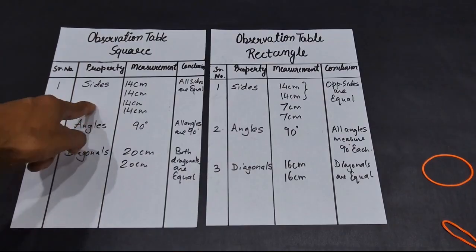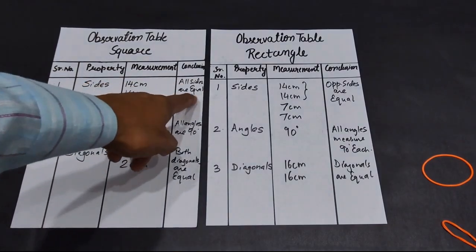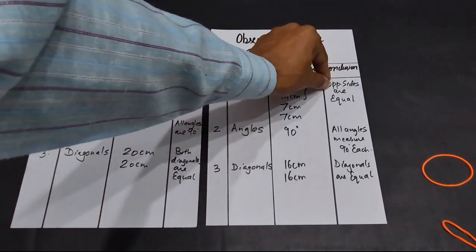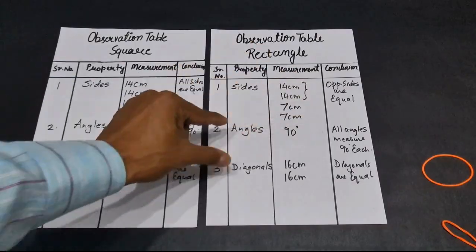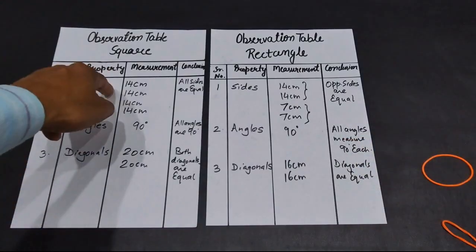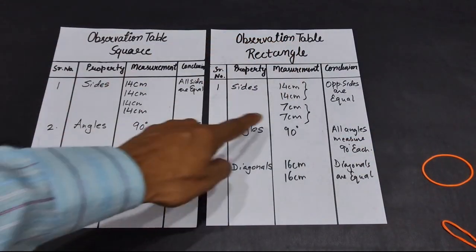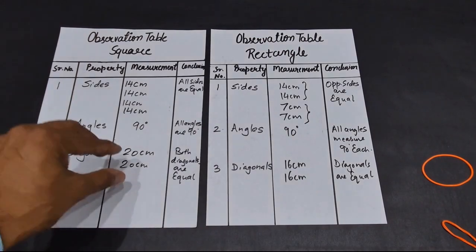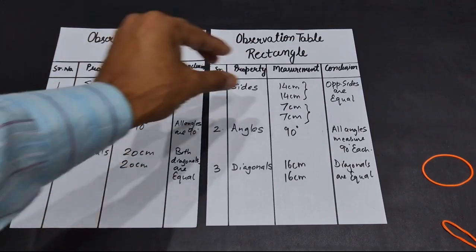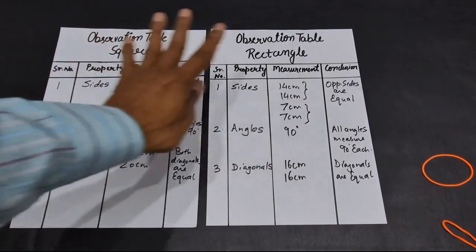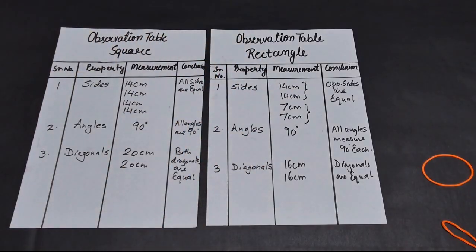So when you see all the properties of the square and the rectangle, you will observe that the sides of a square are all equal, but in case of a rectangle, only the sides which are opposite to each other are of equal length. The angles are exactly the same in case of a square and rectangle. Every angle is 90° each, and in case of diagonals, both the diagonals of a square are equal and both the diagonals of a rectangle are also equal. And that completes our activity on the properties of a square and a rectangle.